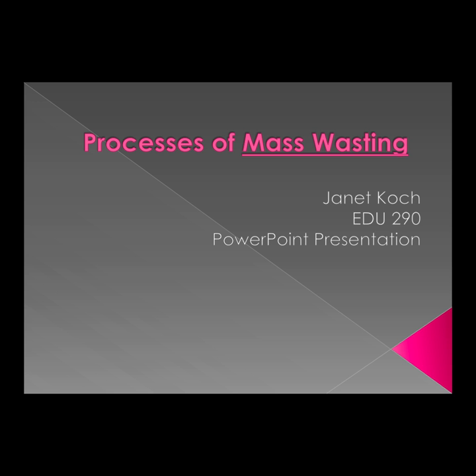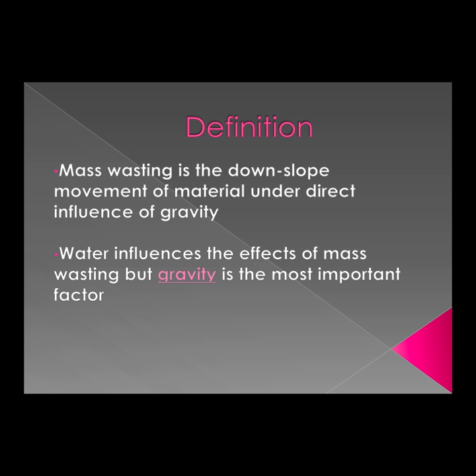I'm going to do a presentation on the processes of mass wasting. First, the definition. Mass wasting is the downslope movement, and it depends on how much gravity there is. Water does play an influence, but gravity is the most important factor for mass wasting.